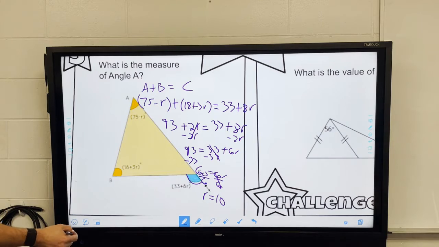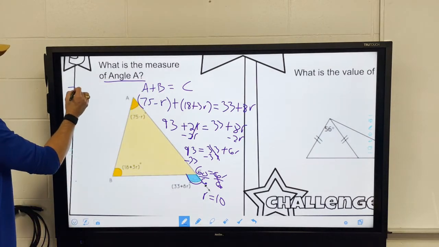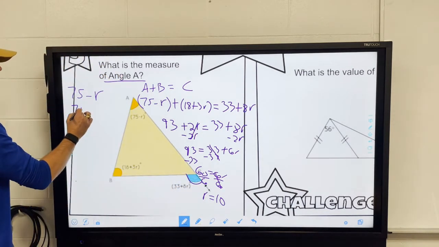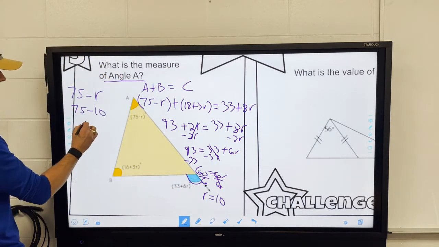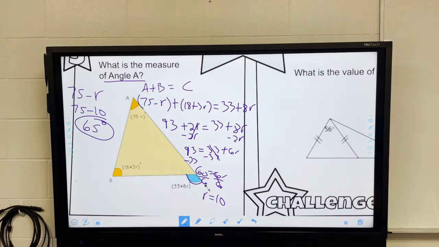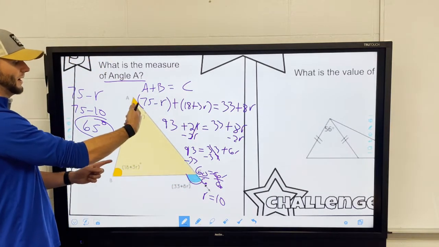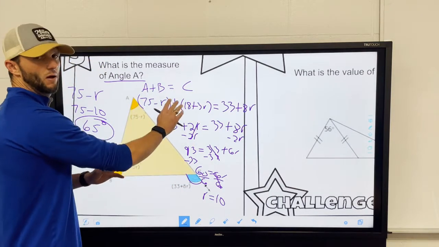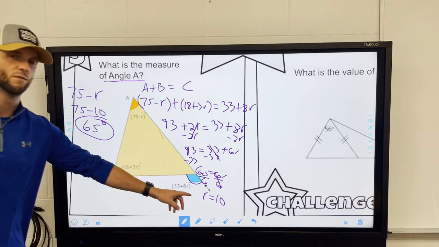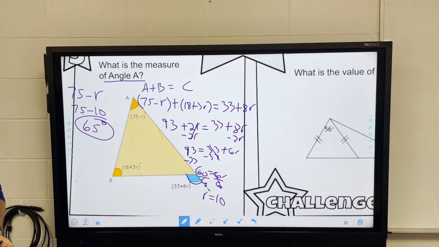And so now if I look at my question, it's asking for the measure of angle A. So right now angle A was 75 minus R. Well, I just found that R is 10. So 75 minus 10 is going to end up giving me 65. So that means the measure of angle A is going to be 65. And I did that by using the concept. Angle C is an exterior angle. These two angles add together. So I'm basically writing that out and I'm plugging in what each one of them is to create my equation to solve for x, or to solve for R. And then I plugged R back into my equation to find my exact angle, okay?